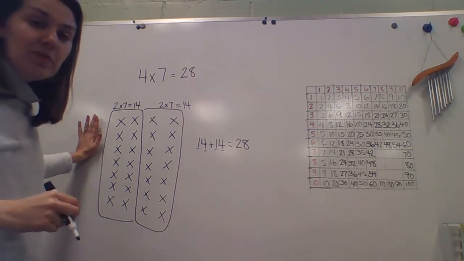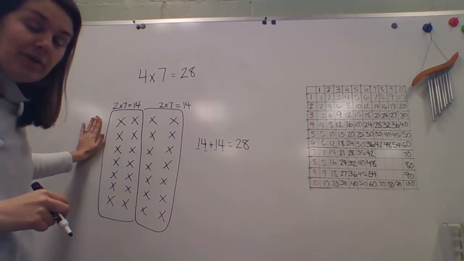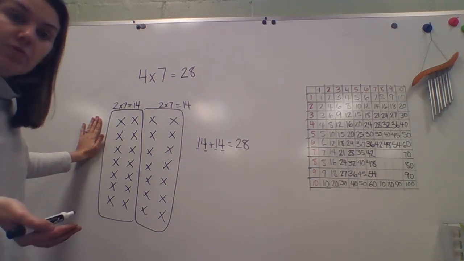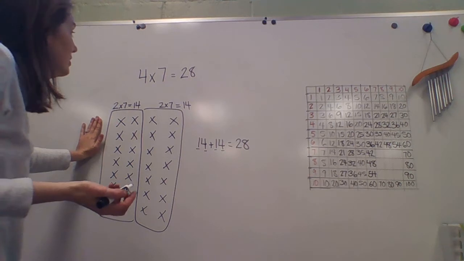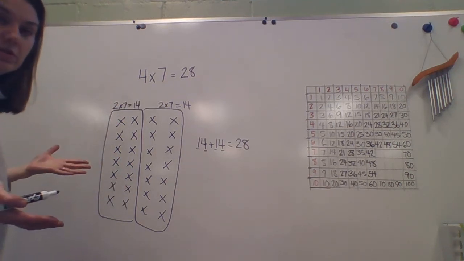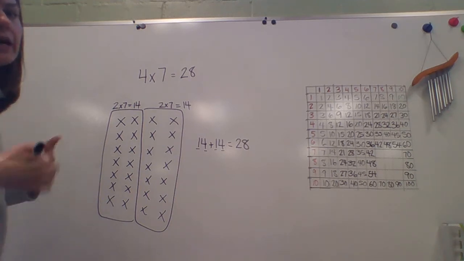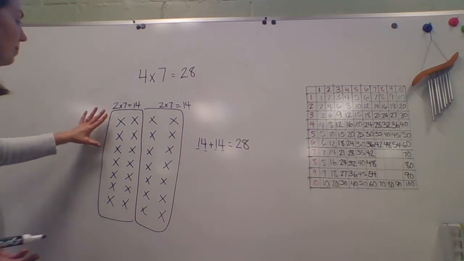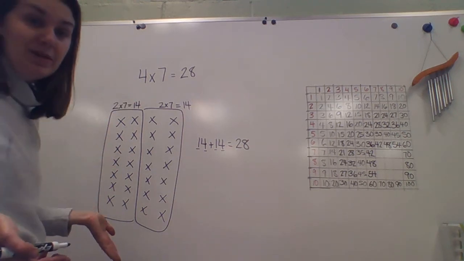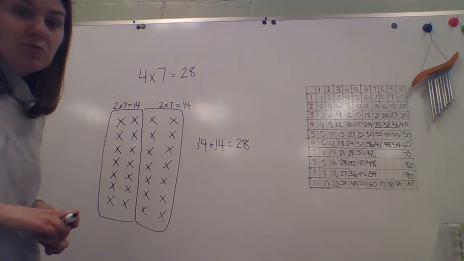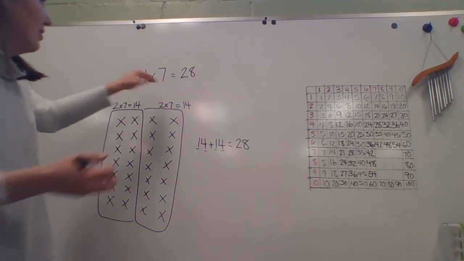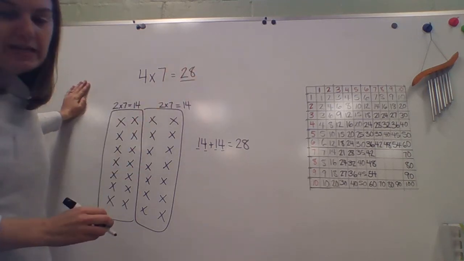Now for your model, you may have chosen to do a different drawing rather than an array. You could have used an equal groups drawing. And if you did that, maybe you started off giving 2 to your 7 groups, and then you ended up giving 2 more. But I really like the array for working with 4s because you can see that if you split it right down the middle, you're really just doing the same problem twice, double doubles as I call them. All right, so 4 times 7, our answer for that one would be 28.